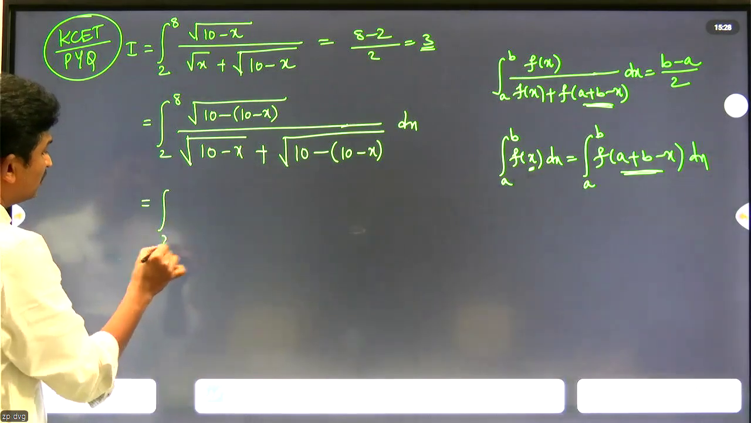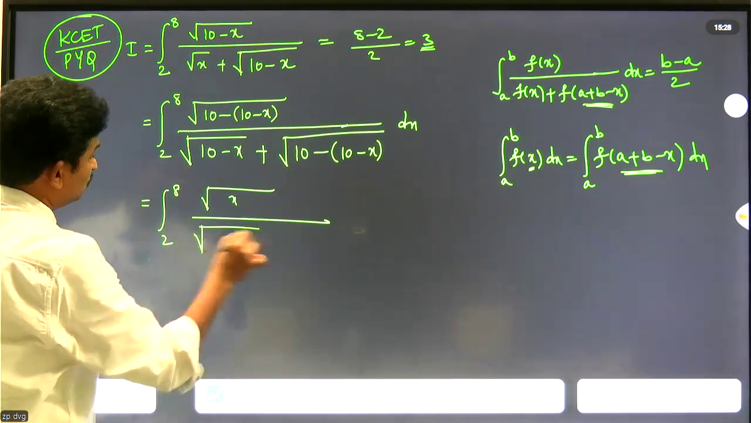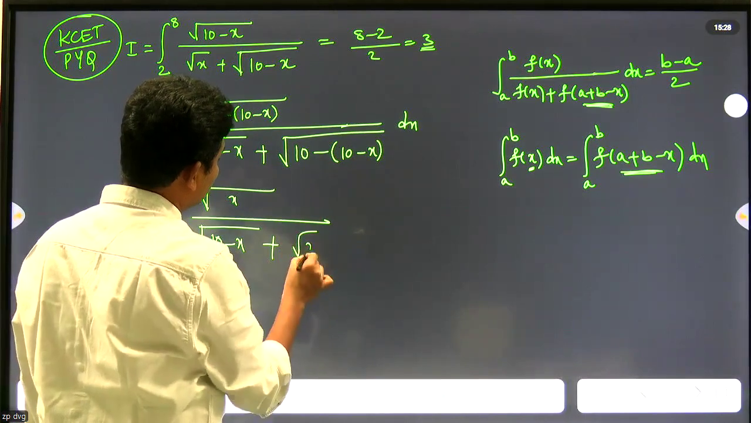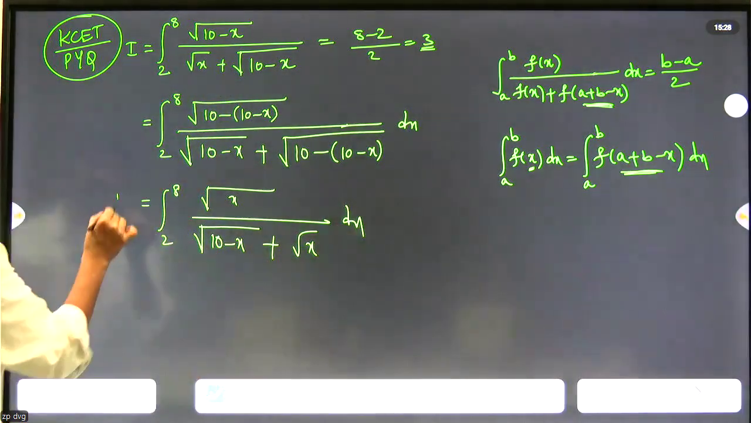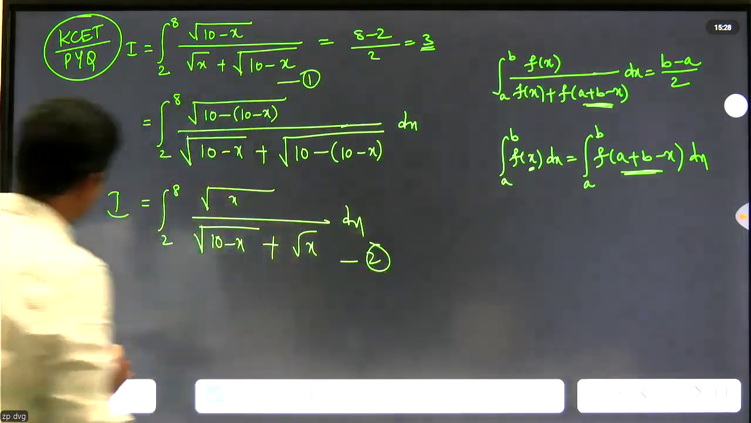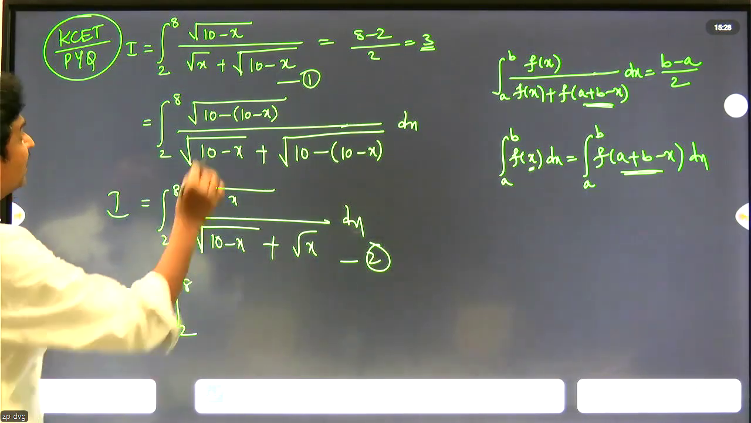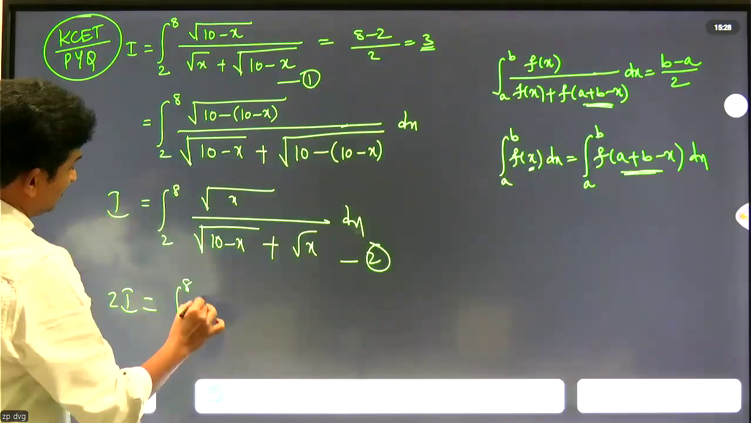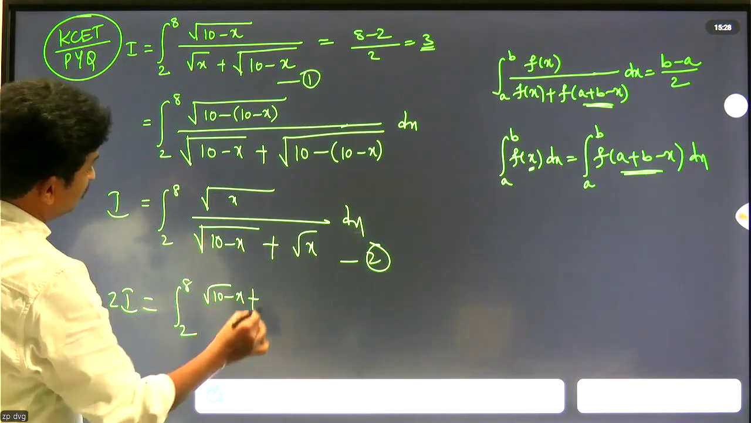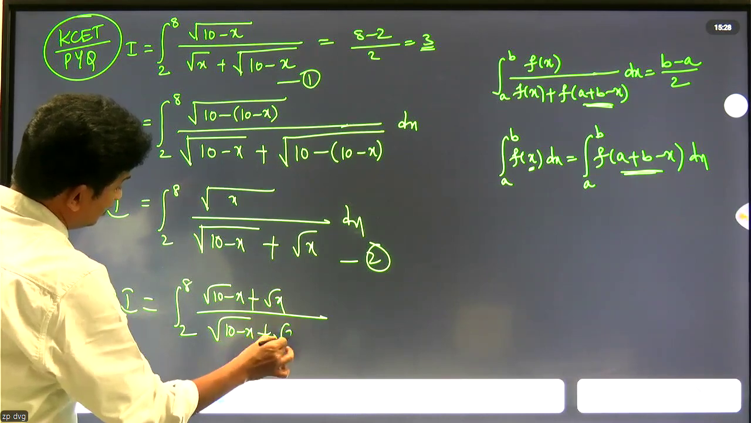Now, integral of 2 to 8, what is this? This will become root x divided by root over 10 minus x plus 10 minus 10 will get cancelled plus root x dx, right? This is I. You add these two. You take this as 1. You take this as 2. Add 1 and 2. I plus I is what? 2I equal to integral of 2 to 8. Denominator is same. Now what you will get? Root over 10 minus x plus root x divided by root over 10 minus x plus root x dx.